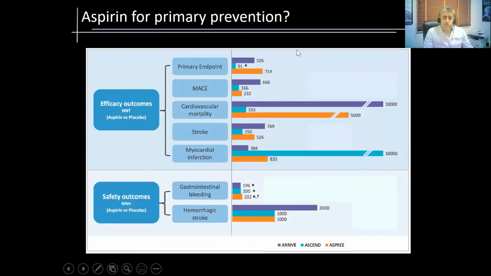Now, if you have a look again at those 3 trials, the ARRIVE with the purple color, the ASCENT trial, and the ASPREE trial, in terms of efficacy and in terms of safety, these numbers here show the number needed to treat for each of those outcomes. And you see that with the asterisk, this was the only efficacy outcome that was statistically significant. So among all efficacy outcomes in those 3 trials, only in ASCENT there was some beneficial effect, with a number needed to treat of 91 to prevent 1 primary endpoint. All other efficacy outcomes were negative.